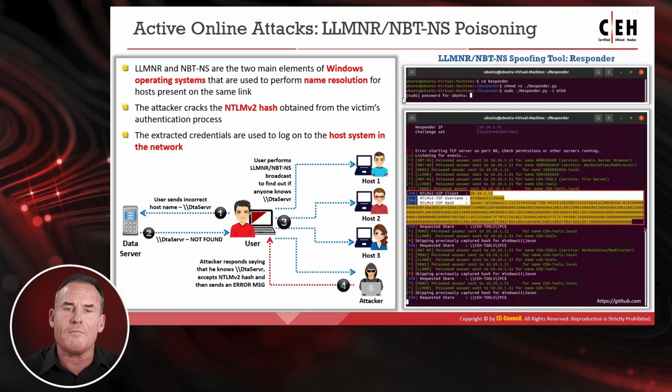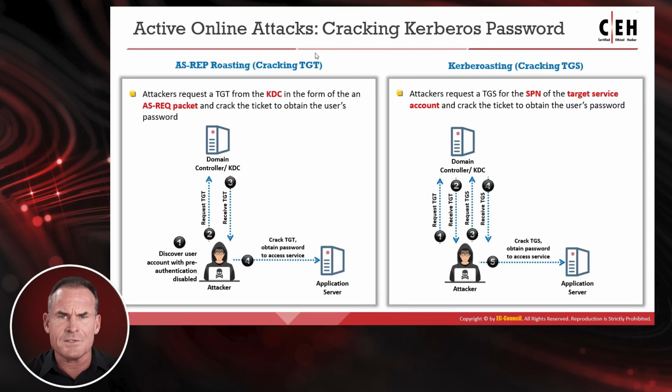Link local multicast name resolution is used as a replacement for broadcasts in IPv6 networks. NetBIOS over TCP/IP uses old school broadcasts. So any way you slice it, the Responder tool will respond to requests for name resolution and falsify or impersonate the response, and then collect the challenge. You'll be doing a lab on LLMNR NBT poisoning using Responder. Good stuff. All right, Kerberos passwords.